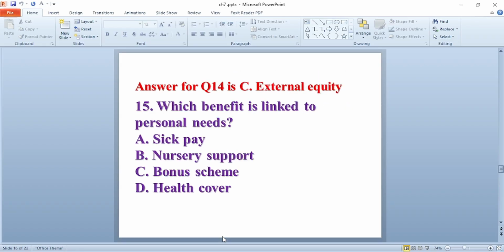Question number 15. Which benefit is linked to personal needs? A. Sick pay, B. Nursery support, C. Bonus scheme, D. Health cover. The answer for this question is B. Nursery support.